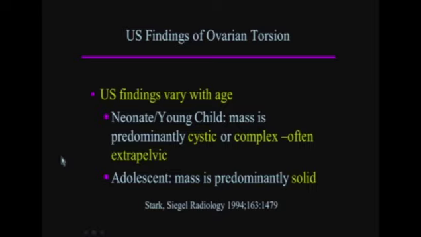So again, Stark and Siegel in '94 said that ultrasound findings vary with age with regard to ovarian torsion, and they said that in neonates and young children the ovarian torsion mass is predominantly cystic or complex and often extrapelvic because the pelvis is small. Some of this may be related to the longer time it takes to make the diagnosis. Typically an adolescent will more likely come in with greater ease in pinpointing the area of concern, their ovary, and particularly earlier in torsion, it will be predominantly solid.